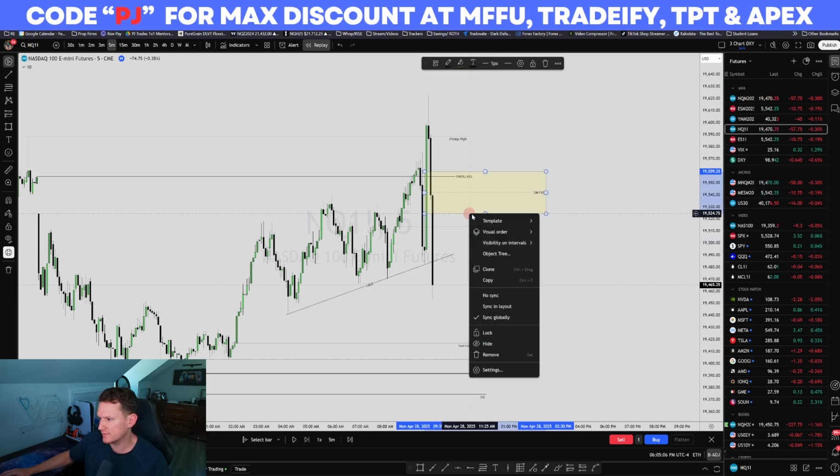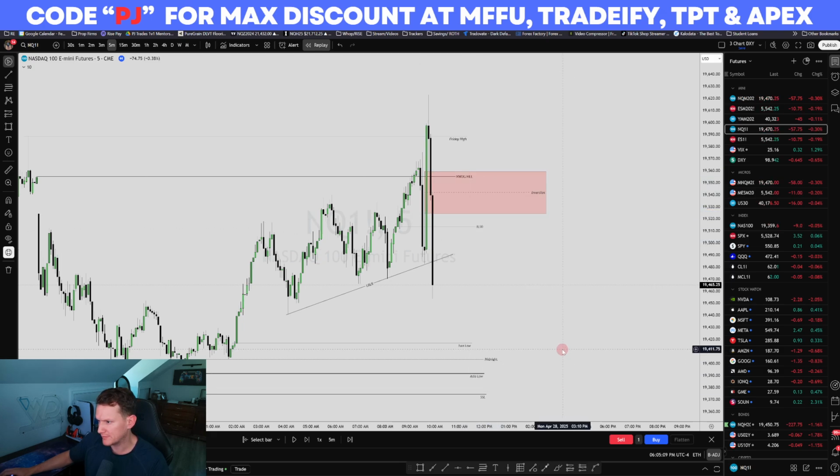So now we can mark this out as a 5-minute inverse. Now at this point, all we have to do is wait for this market to come back up into this 5-minute inverse and then see how it reacts there. I'm not going to just blindly short it. I'm going to show you guys how I played this.